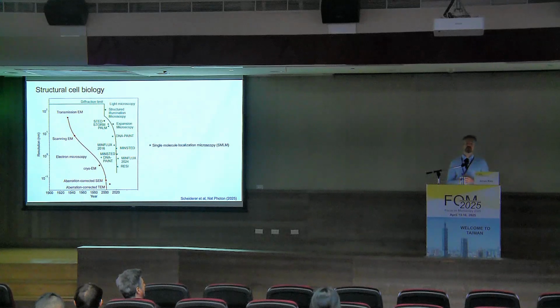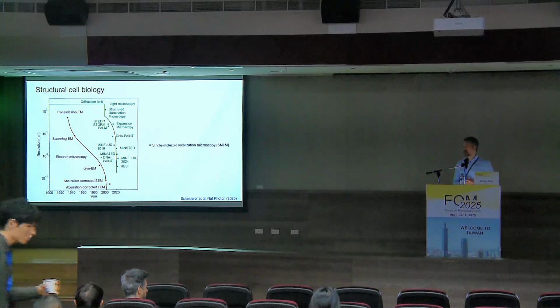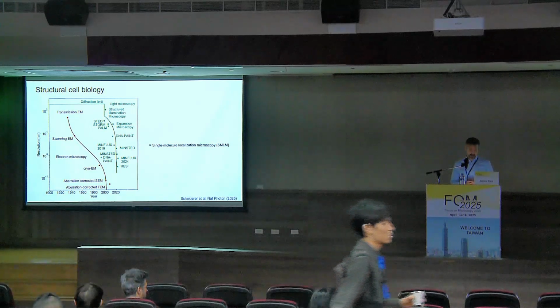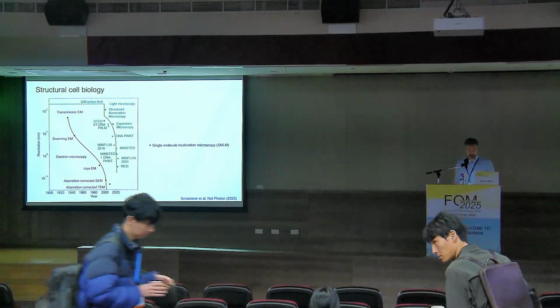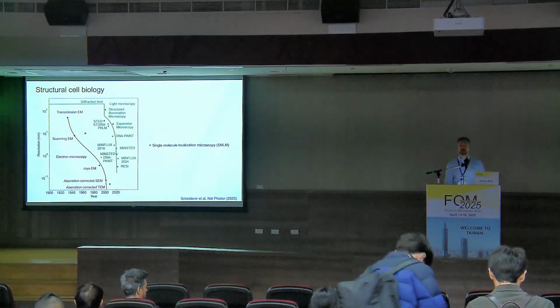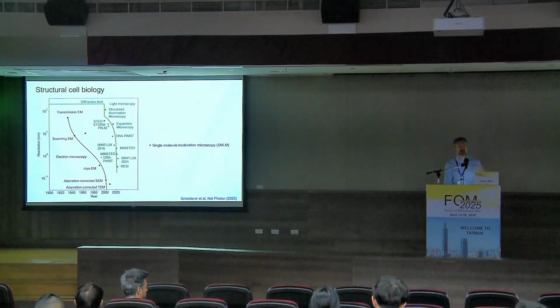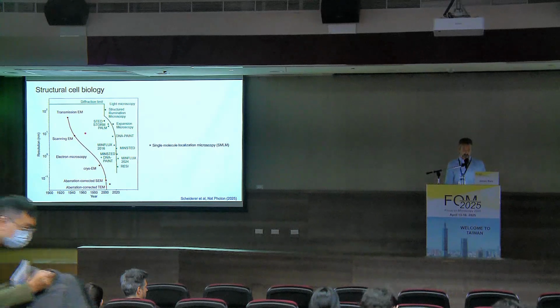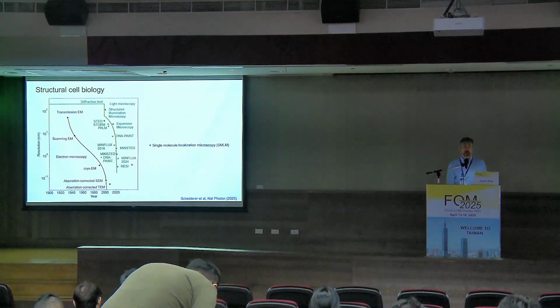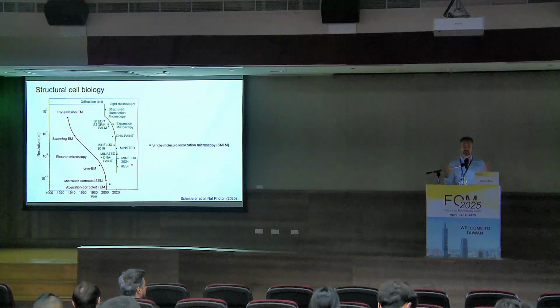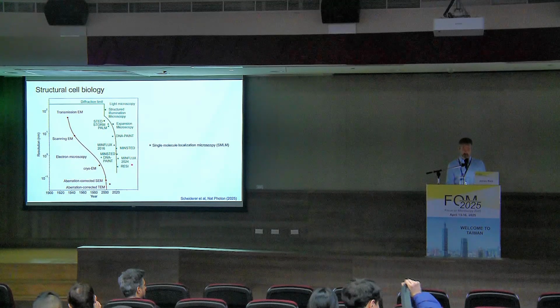So here you see an overview of the resolution improvements of electron microscopy and optical microscopy over the last century. You see that the resolution for electron microscopy really increased dramatically during the last century. But if you compare this with light microscopy, the resolution revolution is really happening here in the field of optical microscopy.